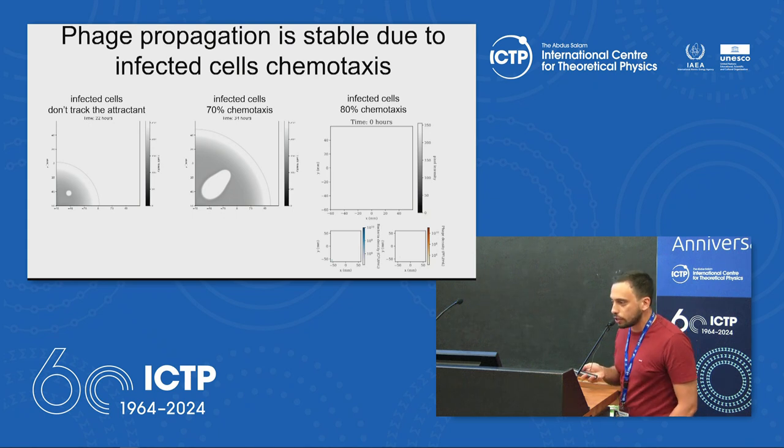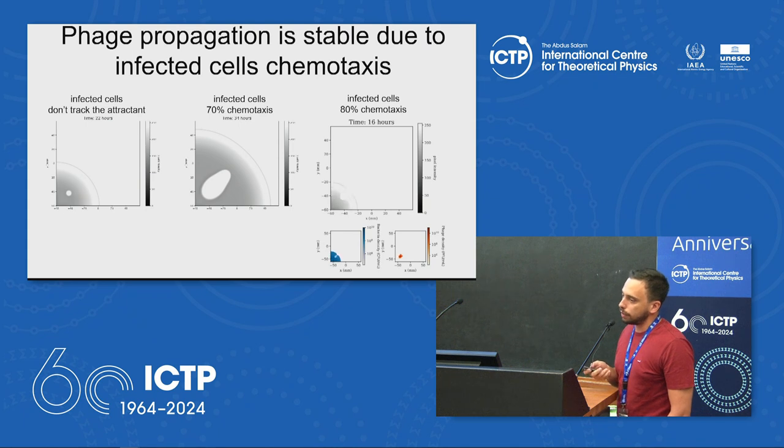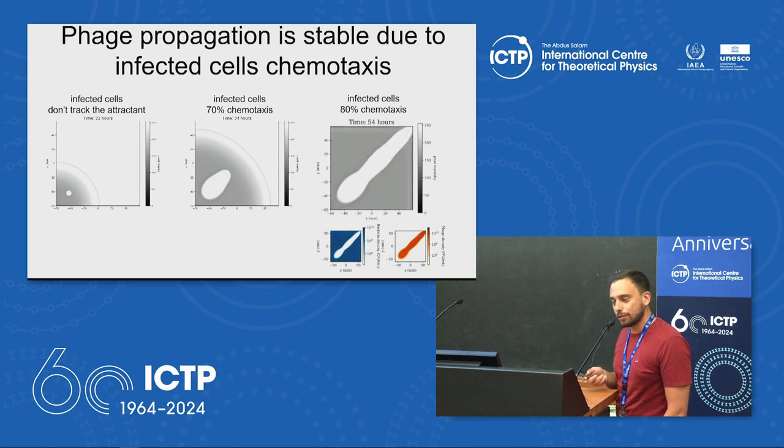As you may imagine, first of all, it's not possible. If the infected cells stop sensing the attractant, you lose the infection transport right away, and even for intermediate values, that wouldn't be sustained. Whereas for T7 parameters, if infected cells can detect the attractant at 80% efficiency, the bacteria carry the viruses happily with themselves.